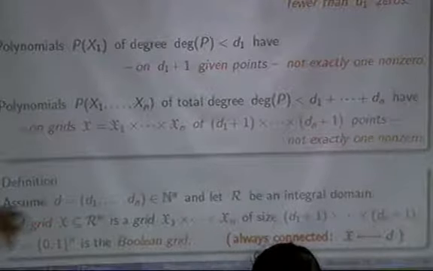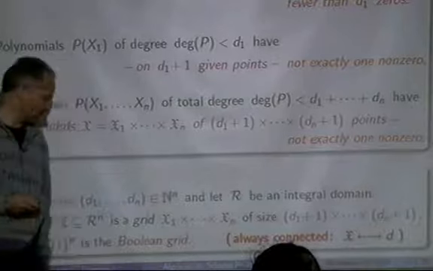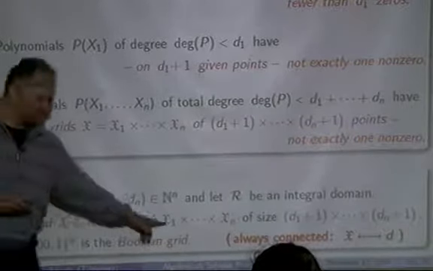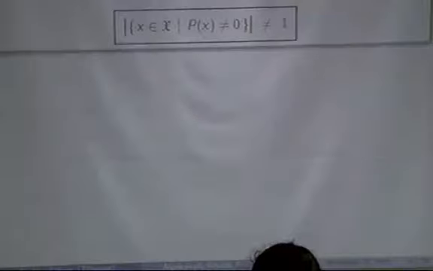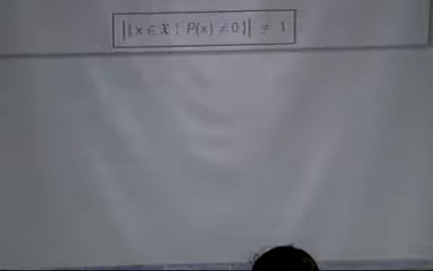And there are some special grids. This is the most important one, just 0 and 1. That's the Boolean grid. And sometimes if the ring is finite, you may have the full ring here in each X_i. That's the full grid. And now, how does this not exactly one theorem look like?